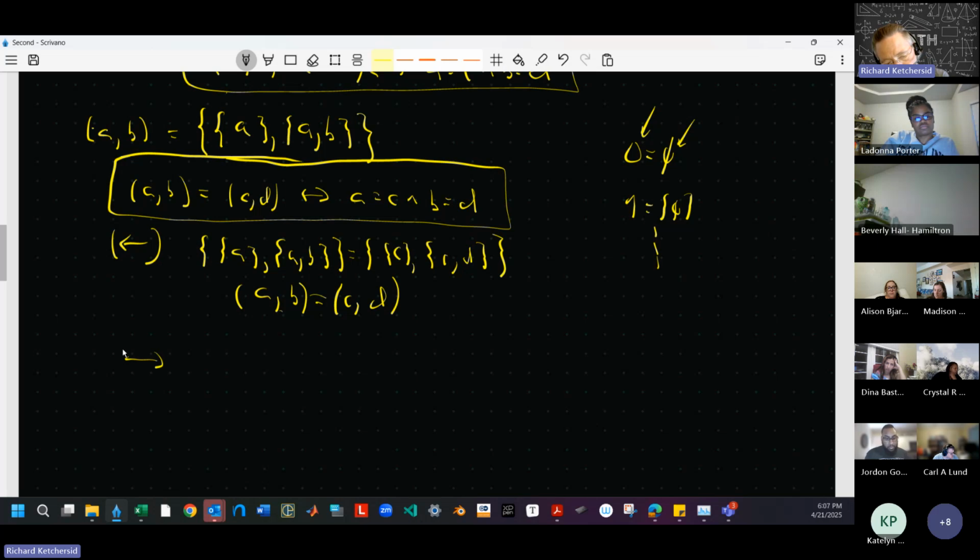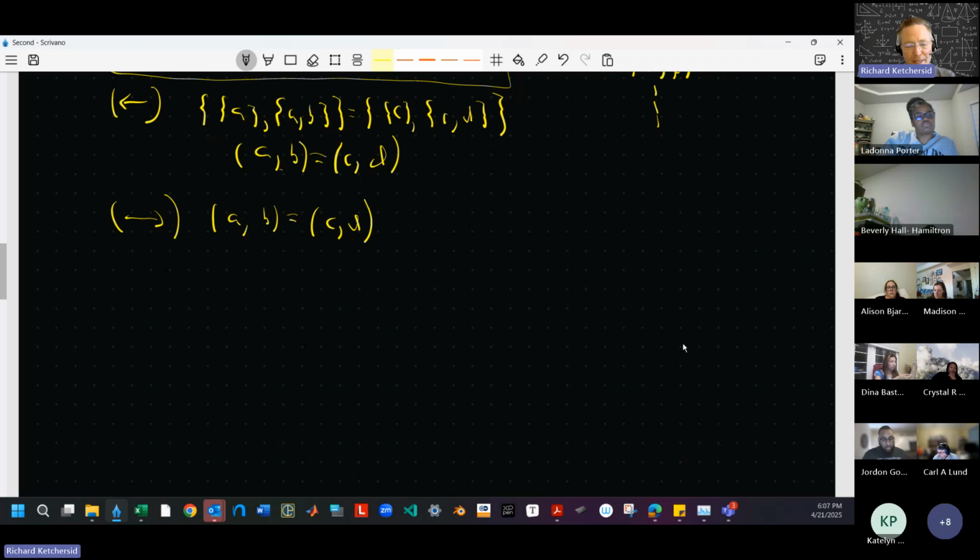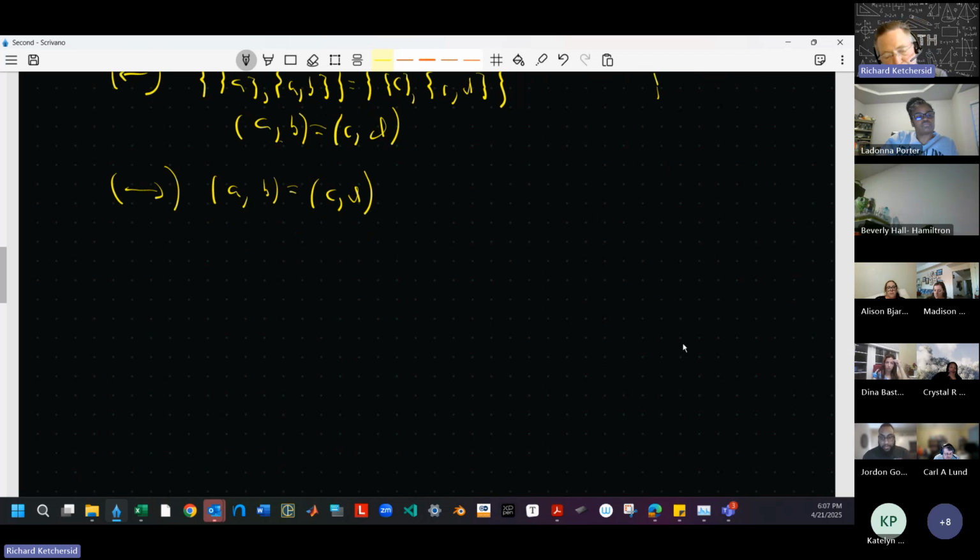This direction requires some work, right? So I'm going to say suppose that these two are the same. So I'm saying suppose AB equals CD. Okay, this is actually a great example for doing all sorts of proof techniques. So what does this actually mean? So we unpack the definition. This says that this has to happen.